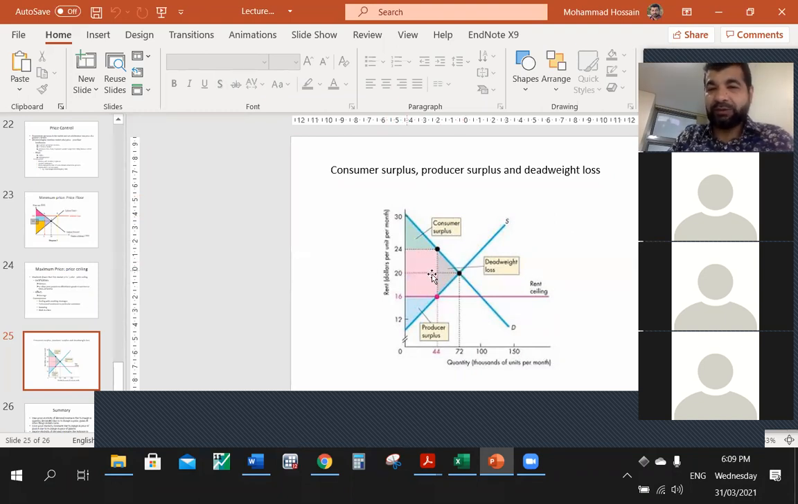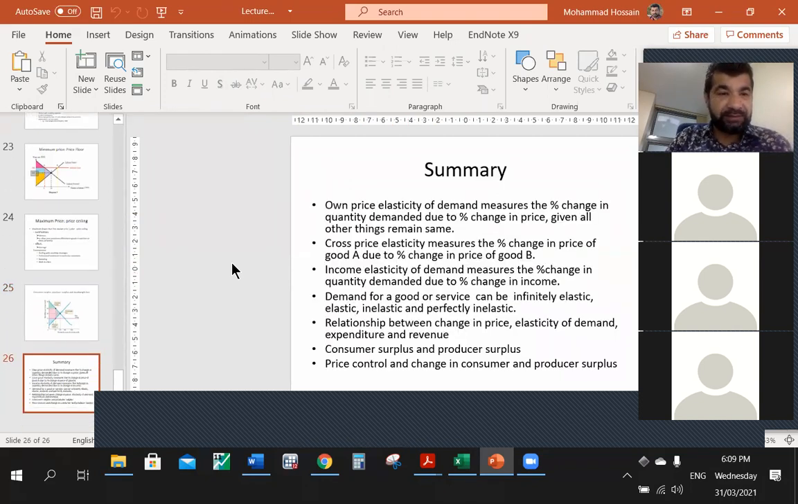The market price is 2,000. There will be some people who are willing to pay $5,000 for an iPhone too. There is someone. All right, let's move on.